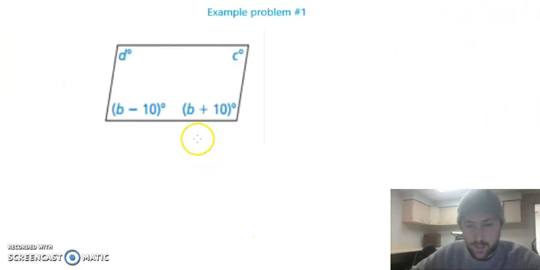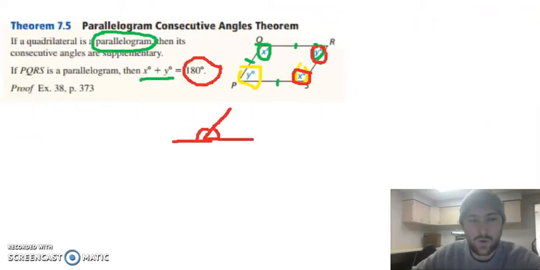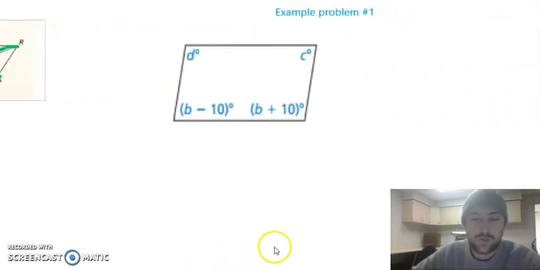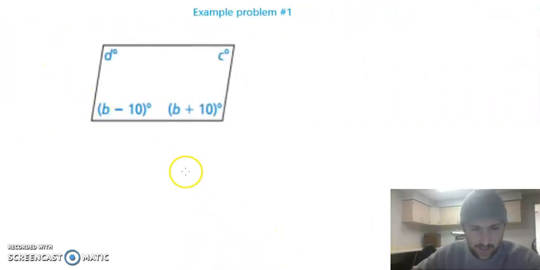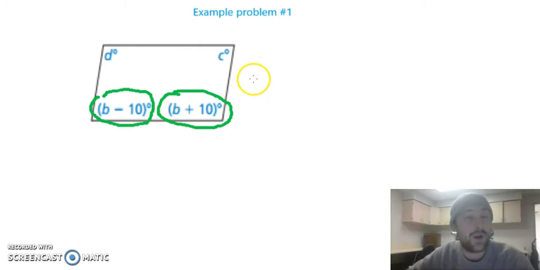Example problem 1. Here we go. So looking at example problem 1, we see a ton of angles, right? So hopefully you're thinking red flag, probably going to want a consecutive angles theorem for parallelograms. So we scroll over, and we're looking at our consecutive angles. Now the first thing that jumps out to me is that two of our angles share the same variable. We have a B angle and another B angle.